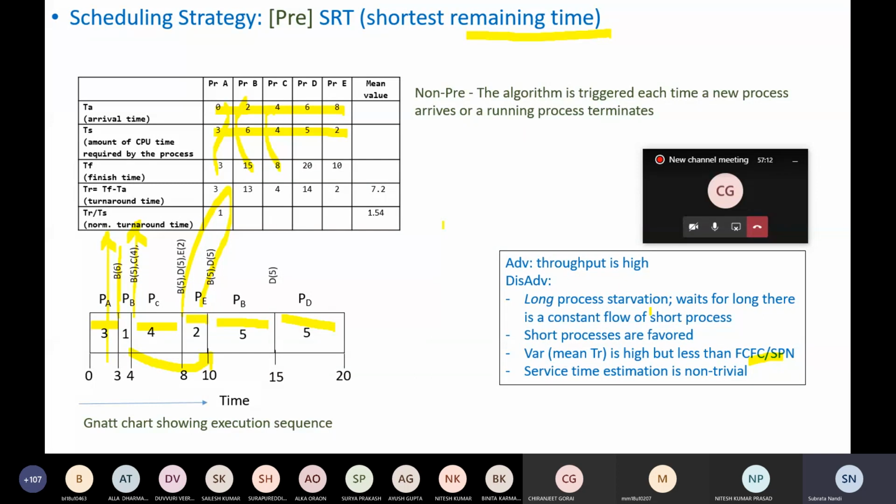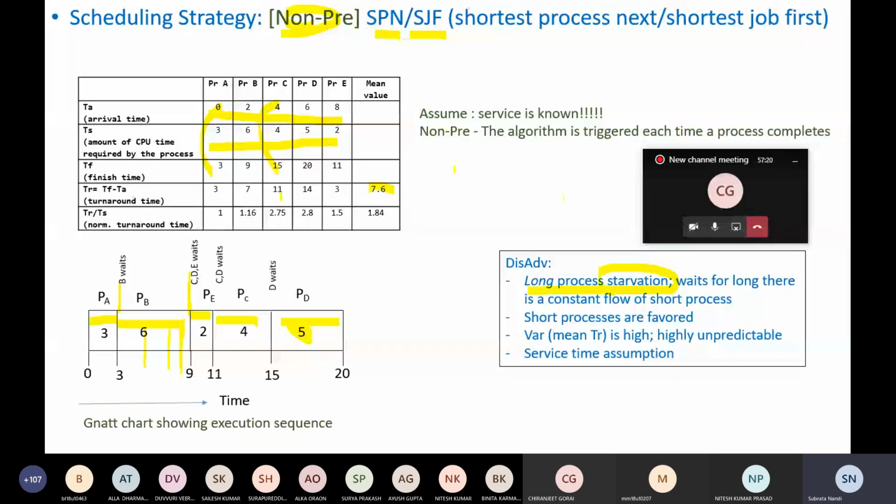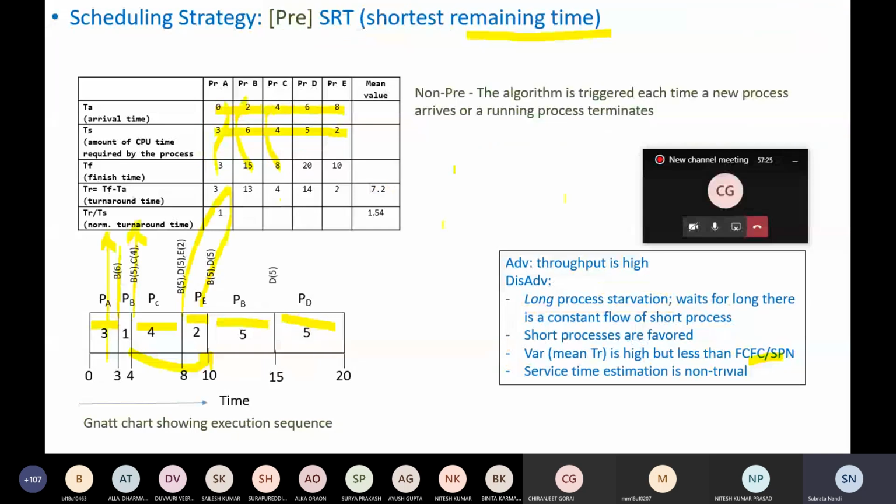So that is again in some sense favoring the short process. Even though it is preemptive, it is favoring, and in the non-preemptive case also it is favoring the short processes. So both of these, SPN, SJF or this SRT, are favoring short processes, but SRT is slightly better in performance, because we have a lesser mean value and a lesser normalized turnaround time. Okay, because of this preemption.